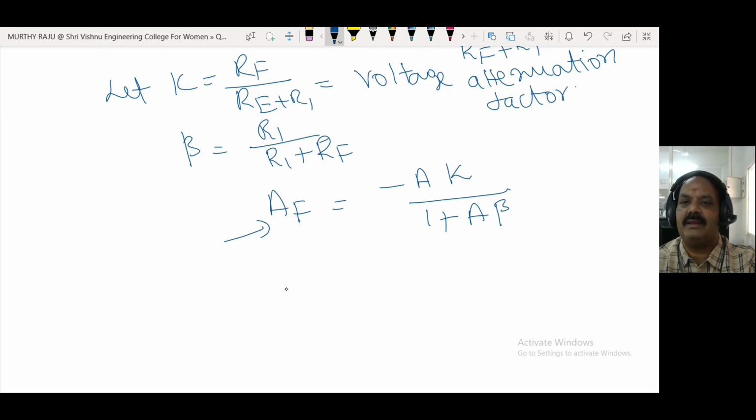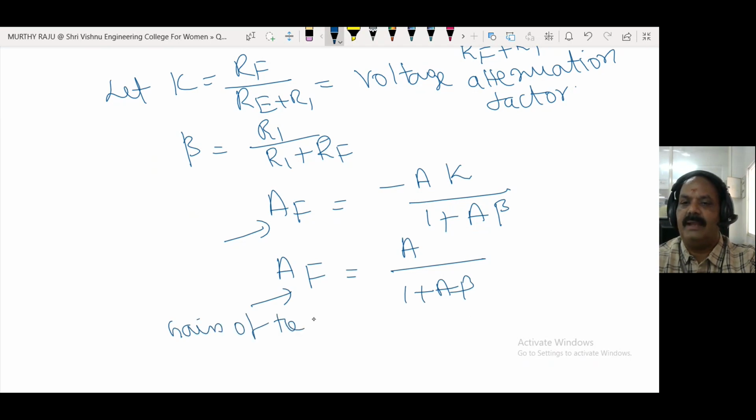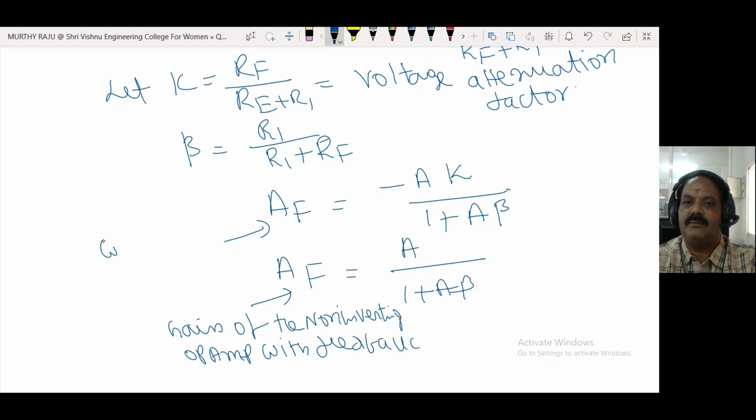But the gain of the amplifier with non-inverting configuration is given by the general Allen theorem in the previous video: AF is equal to A by 1 plus A beta. This one is the gain of the non-inverting op amp with feedback. This one is the gain of the inverting op amp with feedback.